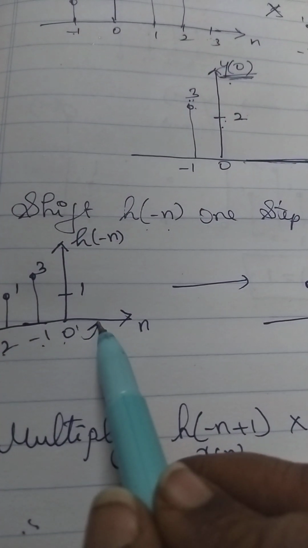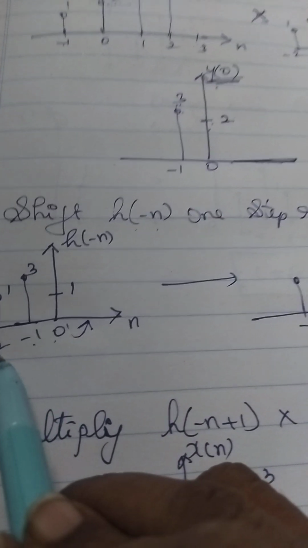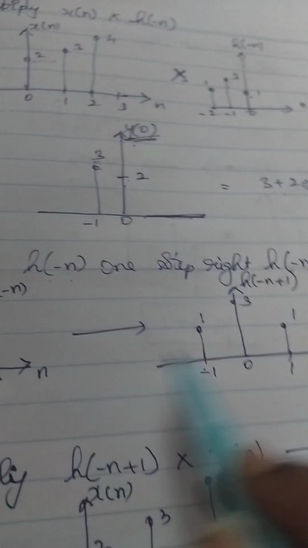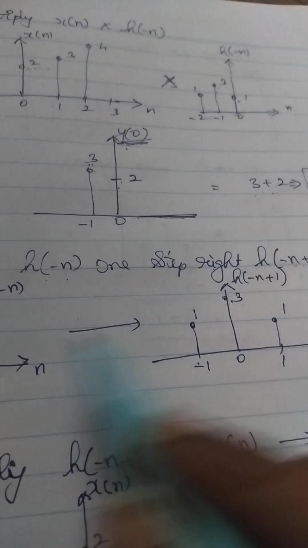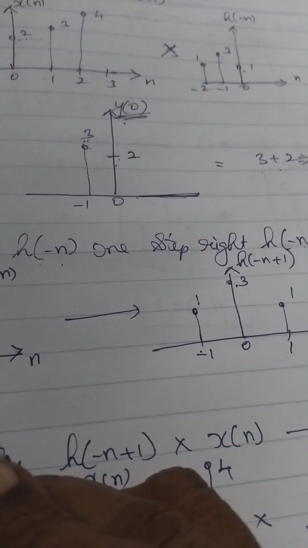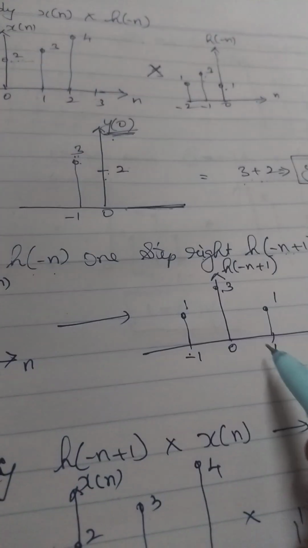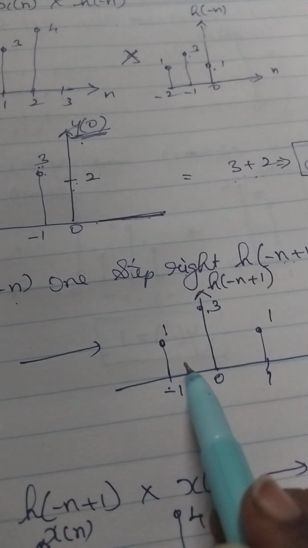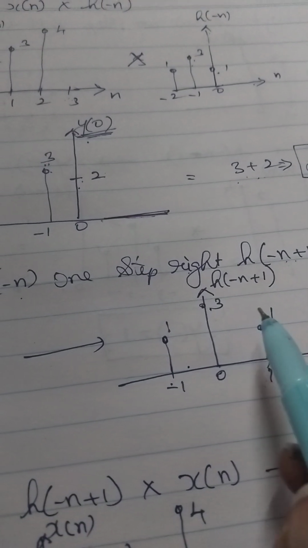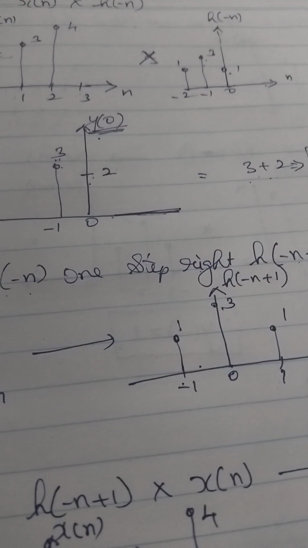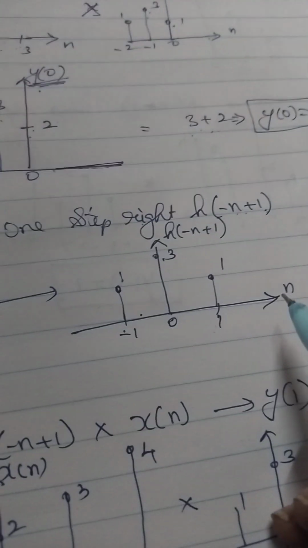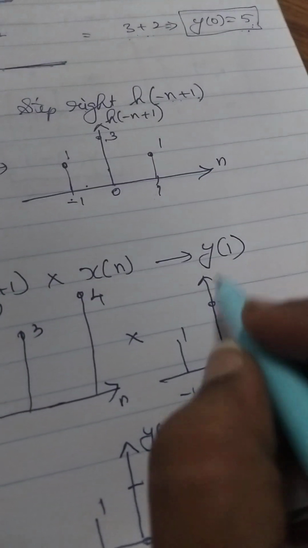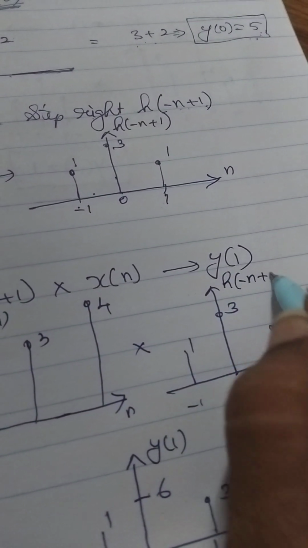Shift one step to the right hand side, then the minus 2 location will go to the minus 1 location, the minus 1 location value will go to the 0 location, and the 0 location element will go to the 1 location. This is shifting h of minus n one step towards the right hand side. Right hand side means the positive x axis side. Now after shifting, this is your h of minus n plus 1.